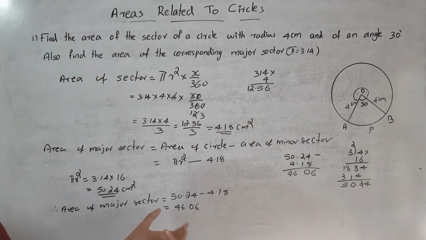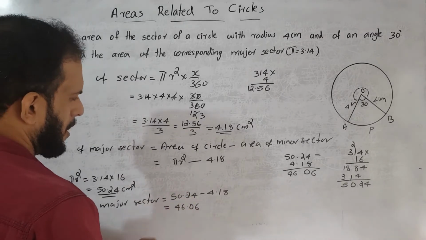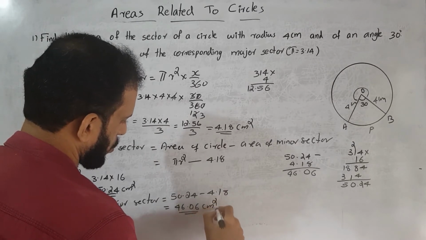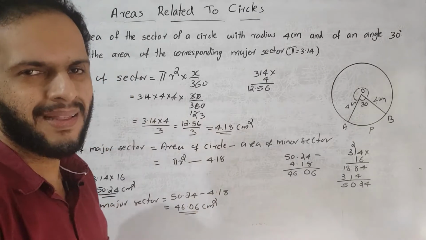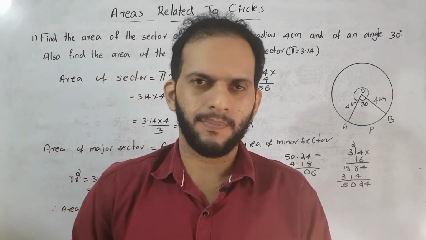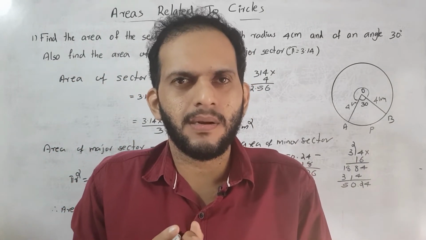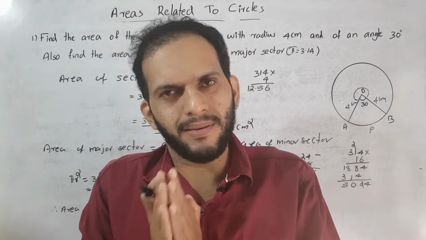46.06 is possible to round to 46.1, otherwise we keep it like this, 46.06 centimeter square. Okay, this is the area of the major sector. I think you got the idea about how to find the area of sector and area of major sector.